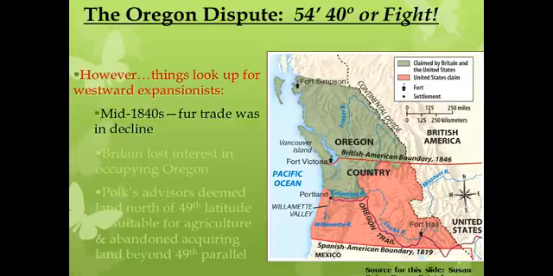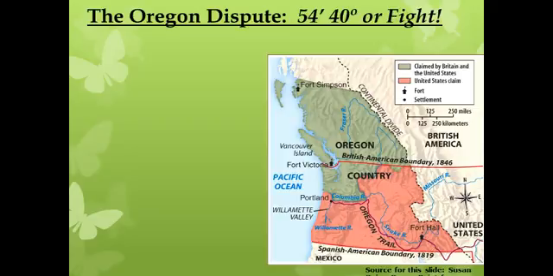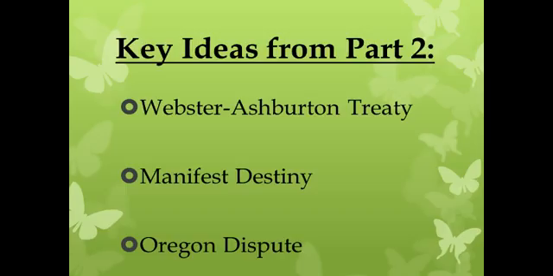Things did look up for the Western expansionists. In the mid-1840s, fur trade was in decline. Britain lost interest in occupying Oregon because they had bigger fish to fry. And Polk's advisors deemed the land north of the 49th latitude unsuitable for agriculture and abandoned acquiring any land beyond the 49th parallel. So the situation kind of wrapped itself up. In 1846, the U.S. and Britain peaceably agreed to extend the mainland boundary with Canada along the 49th parallel, westward from the Rocky Mountains to Puget Sound. And this treaty, or this issue right here, establishes the current U.S. border with Canada.